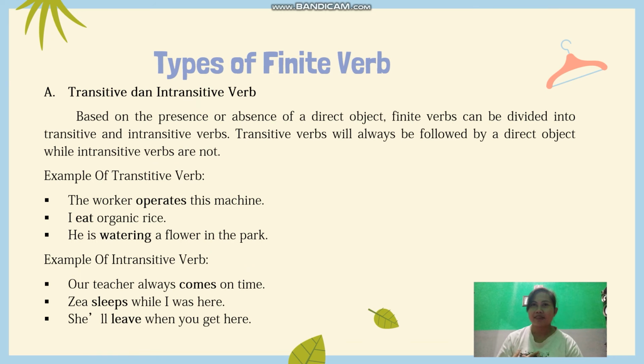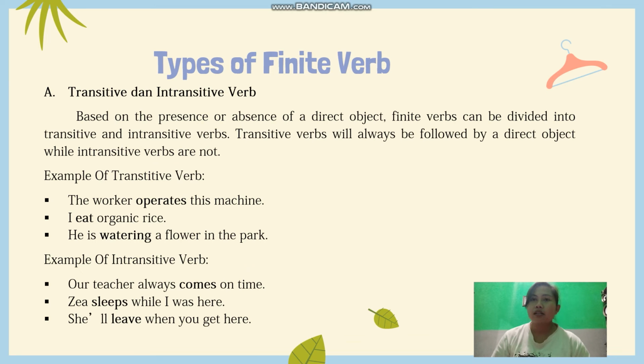Okay, let's continue with types of finite verb. There are two types of finite verb. Number one is transitive and intransitive verb. Based on the presence or absence of a direct object, finite verb can be divided into transitive and intransitive verbs. Transitive verb will always be followed by a direct object, while intransitive verbs are not.